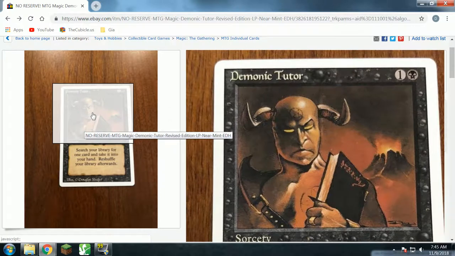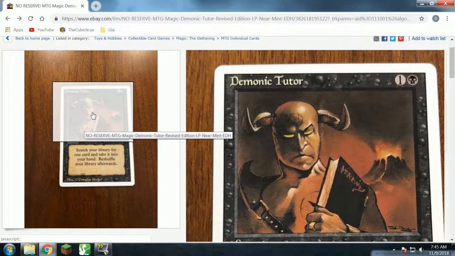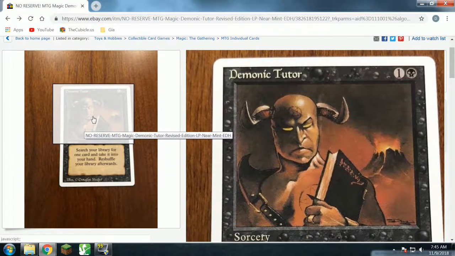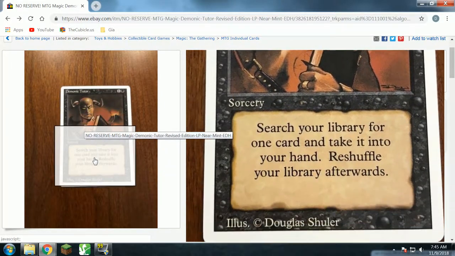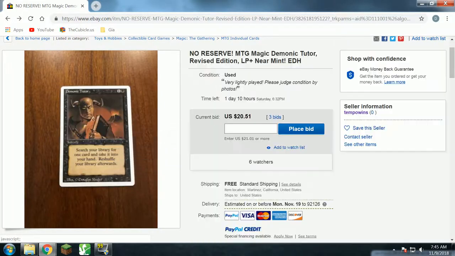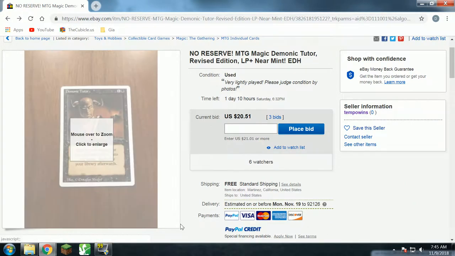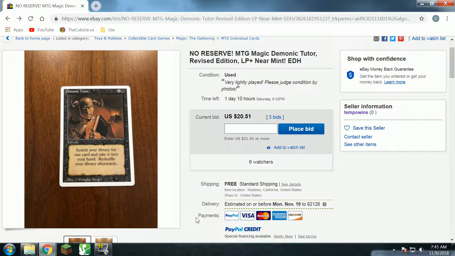If you look at the top, see how it says Demonic Tutor? That's a very bold font. That's obviously a fake. And even more telling is the super white bright border around the Demonic Tutor. If you've ever seen a real Demonic Tutor from Revised, that border is not so bright white like that.